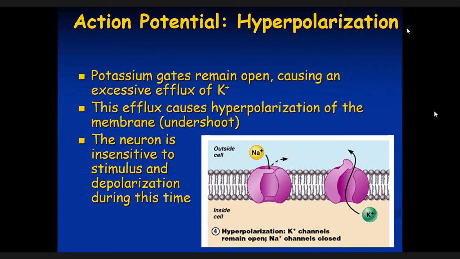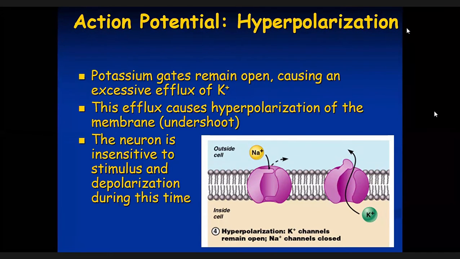So there is a lot of potassium during hyperpolarization. During hyperpolarization, your neuron is already not sensitive to any stimulus. And again, there is depolarization during this time. Insensitive to stimulus and depolarization. During hyperpolarization, the neuron is at resting state. It is very full, so it cannot be stimulated, nor will there be any depolarization.